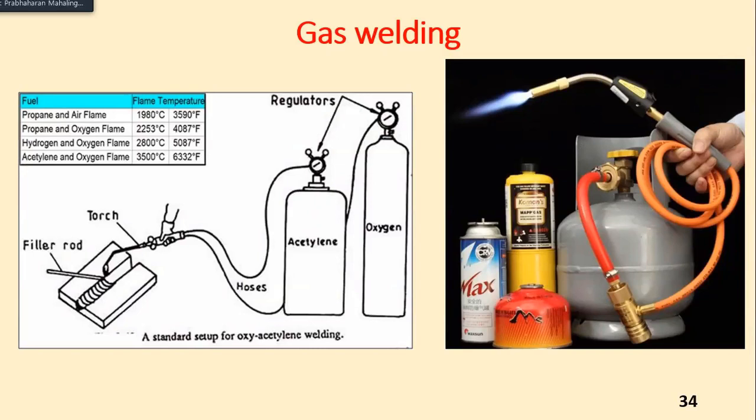At the same time, a filler rod is available. Filler rod is the rod that can be used for filling metals. But the temperature is very high. Fuel: propane and air flame, propane and oxygen flame, hydrogen and oxygen flame, acetylene and oxygen flame. So very high, 3,500 to 6,332 degrees Fahrenheit. Regulate.